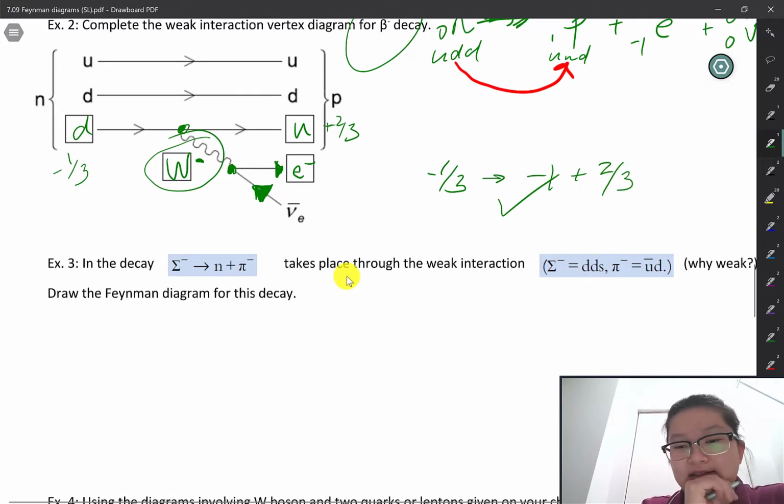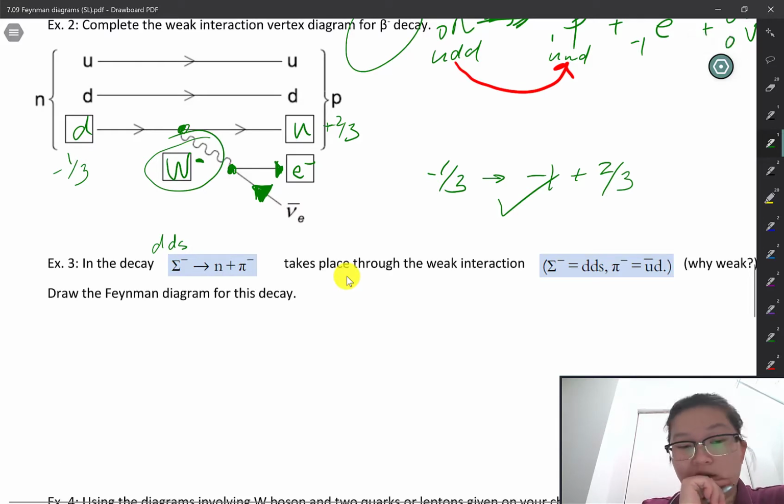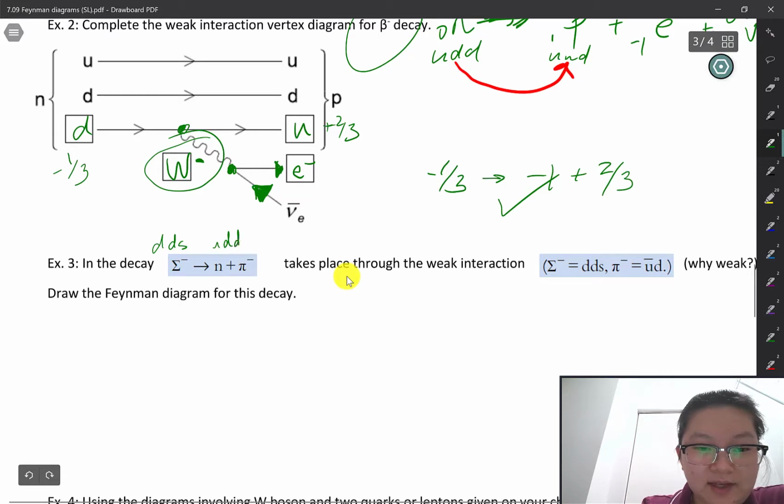So I have a sigma minus. That's a DDS, a down, down, and a strange. And a neutron, we know it's an up, down, down. And last but not least, a pion minus, it's going to be an anti-up and a down.